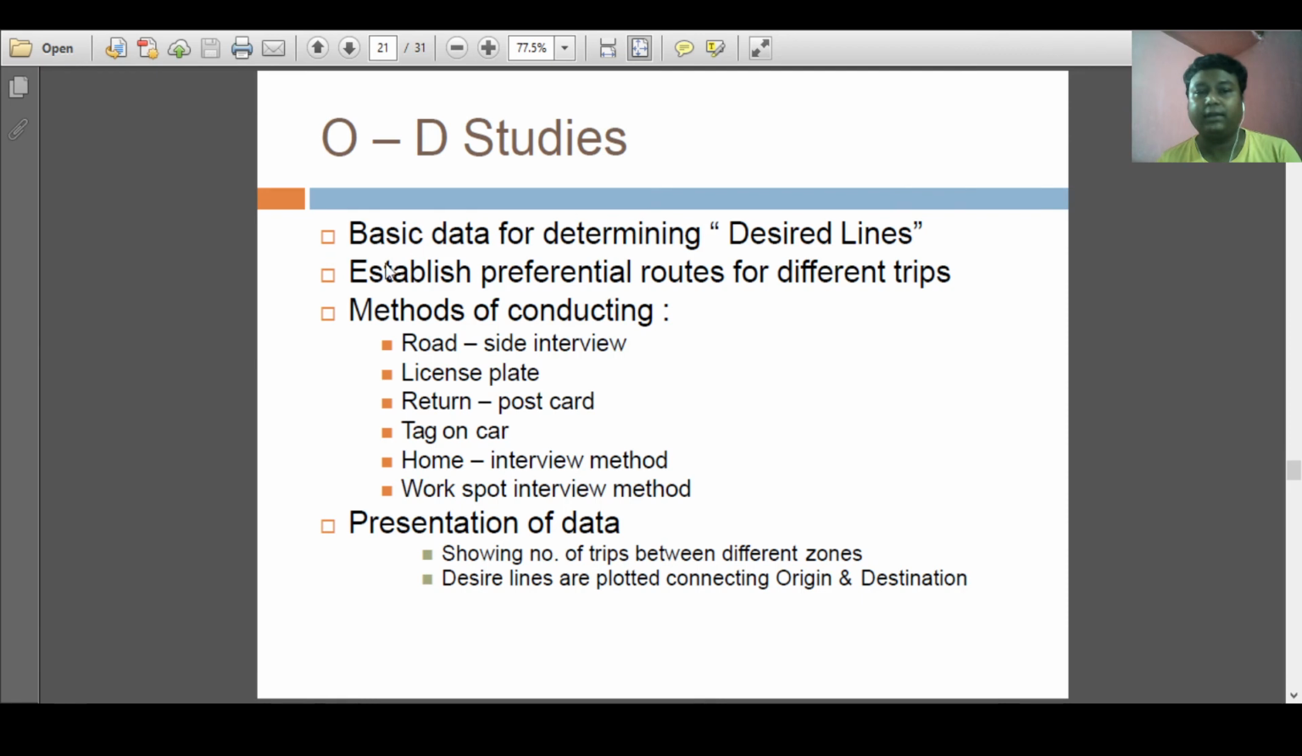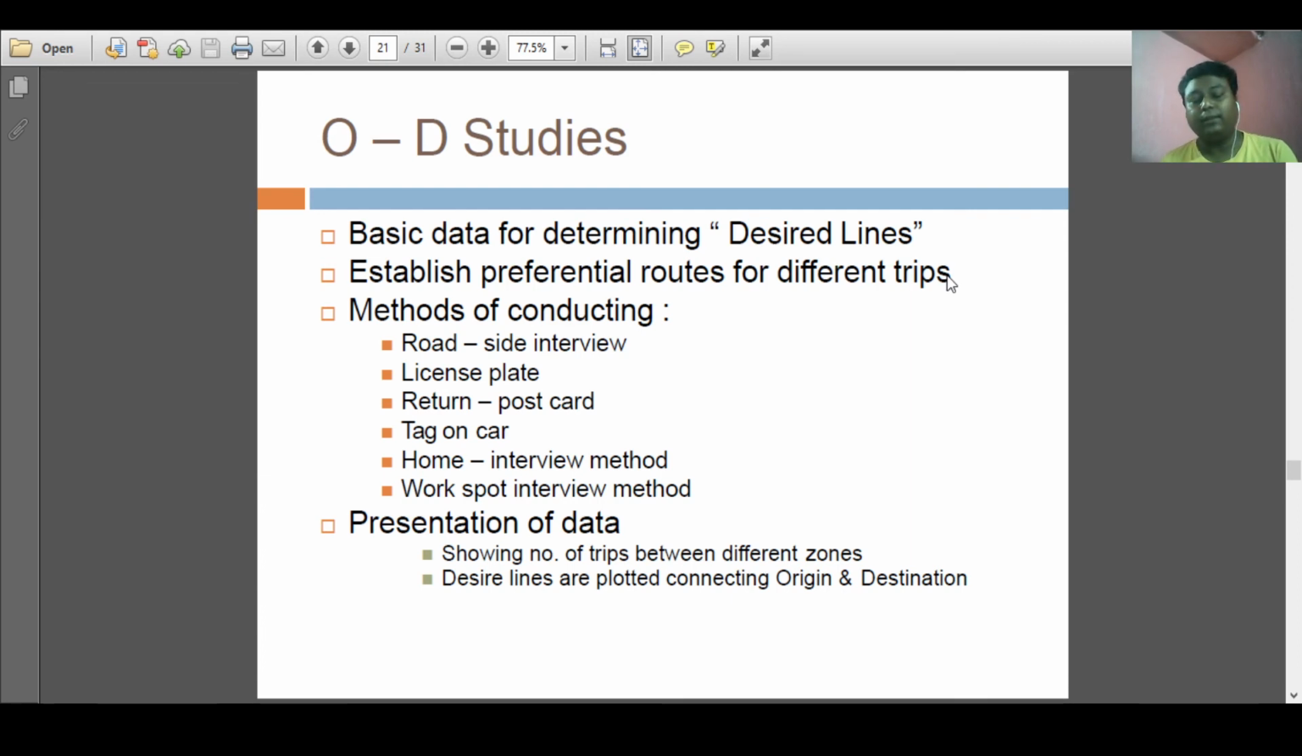Next is to establish preferential routes for different trips. Yes, that is the main objective of this O&D study. The main objective is to find the desired line for making the trip. Means there are three possible routes from my home to reach my office. So I will decide which route I will choose and why.